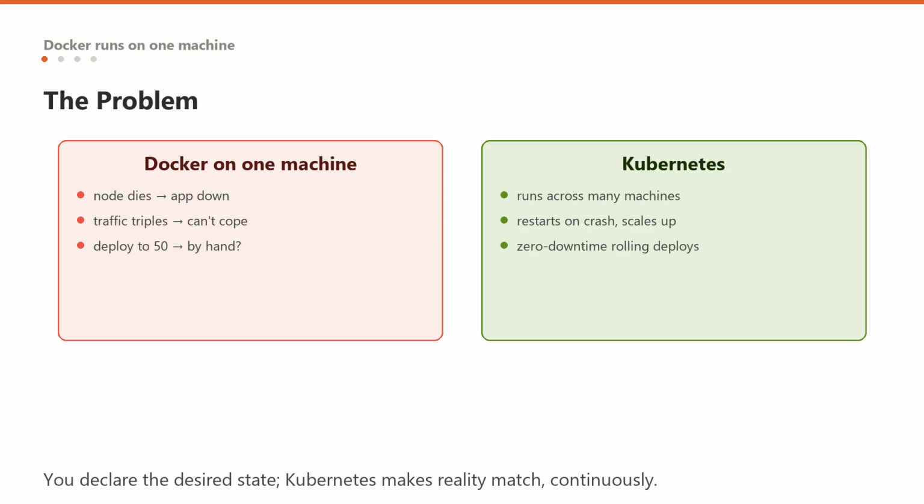And how do you deploy a new version to 50 servers without downtime? Manually? That's a nightmare. You need something that runs containers across many machines, restarts them when they crash, adds more when traffic spikes, and rolls out updates safely. Doing that by hand doesn't scale. Kubernetes automates all of it. You tell it the desired state, and it makes reality match continuously.